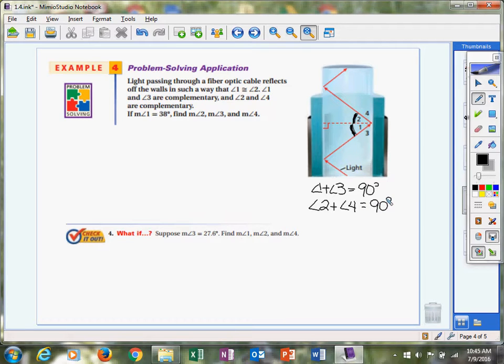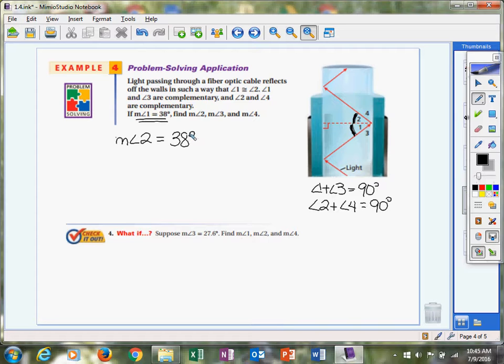So they've given us some information. This is very, very important, and they want us to find the measure of angles 2, 3, and 4. Well, angle 2 is super easy because, like I said before, they told us that angle 1 and angle 2 are equal in size. We know that angle 1 is 38 degrees, well, so is angle 2, okay?